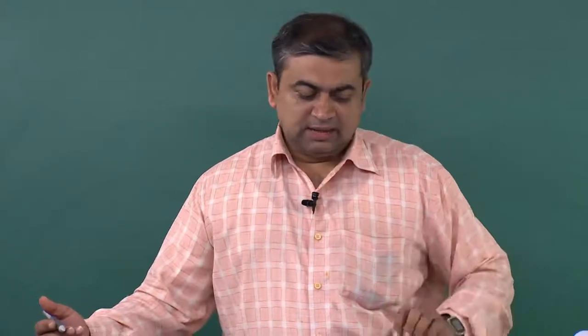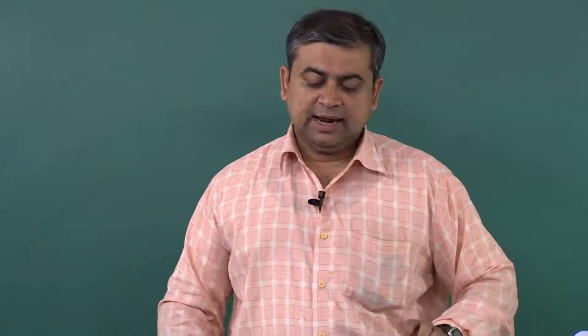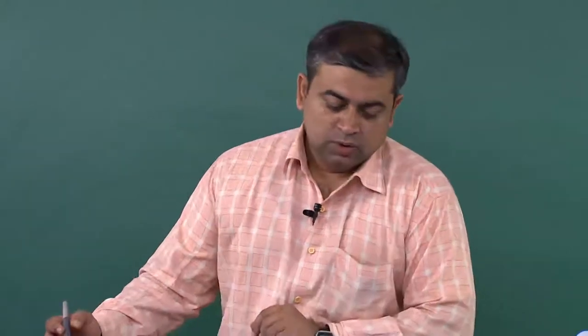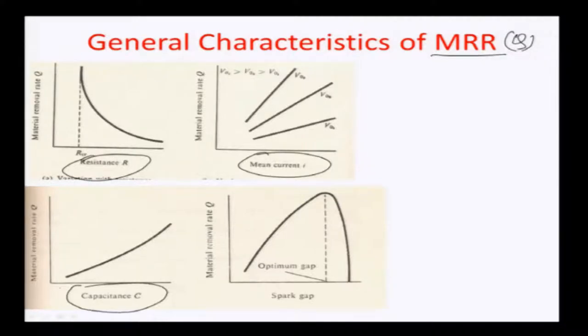So let us now look at some of the other important aspects, some of the machining trends with the different parameters that we have discussed so far. So here in this particular slide we are illustrating the variation of the material removal rate Q with respect to different parameters like the resistance of the charging circuit, the mean current I. In this particular instance it is the capacitance C of the relaxation circuit, and then of course the variation of MRR with respect to the spark gap.